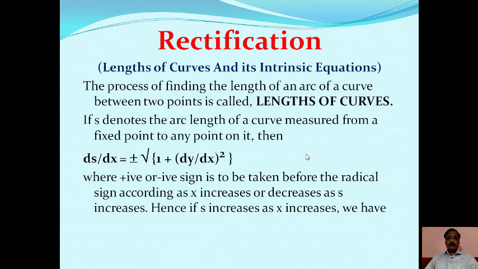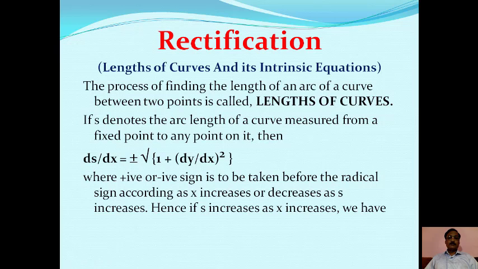Rectification, length of a curve and its intrinsic equations. The process of finding the length of an arc of a curve between two points is called the length of curves. It is denoted by s, and ds over dx equals plus or minus root of 1 plus (dy over dx) squared. A positive sign gives the increase in s as x increases, and a negative sign gives the decrease in s.